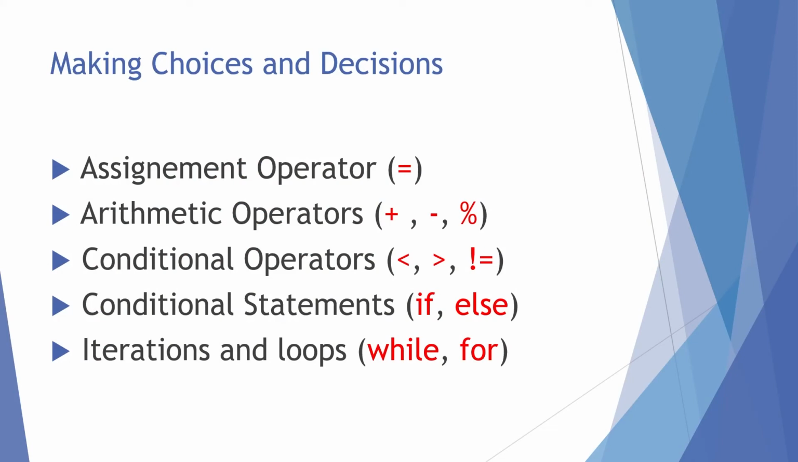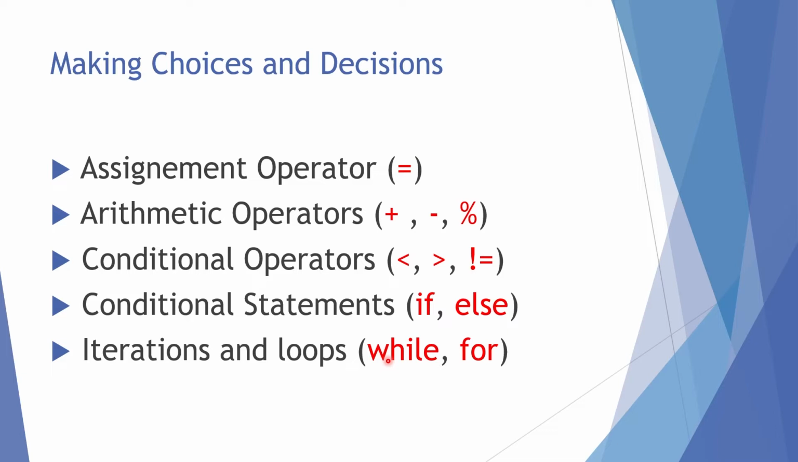Next, we'll look on how to make choices and decisions in Python. We'll be able to make our program smarter, capable of making choices and decisions. First, we will look at the assignment operator. Then we look also at some basic arithmetic operators like plus, minus, modulo. Also, we'll check some conditional operators: less than, greater than, if it's different. And also we'll be looking at the if statement, the for loop, and the while loop. These are known as control flow tools. They control the flow of the program.